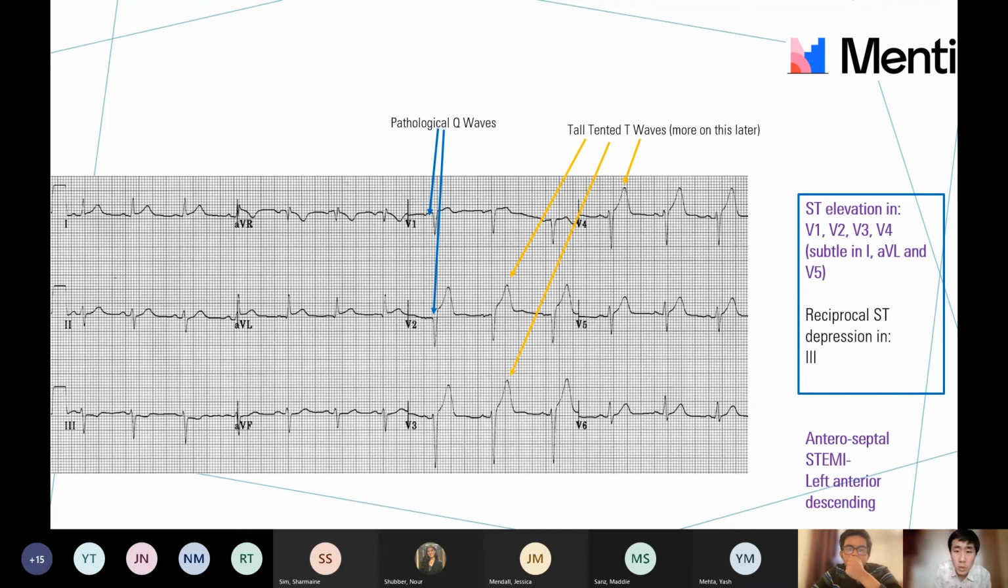So another question for you on Menti. Where is the infarct? Or describe what you see and what this means. This is the most useful ECG thing I learned in all of fourth year.